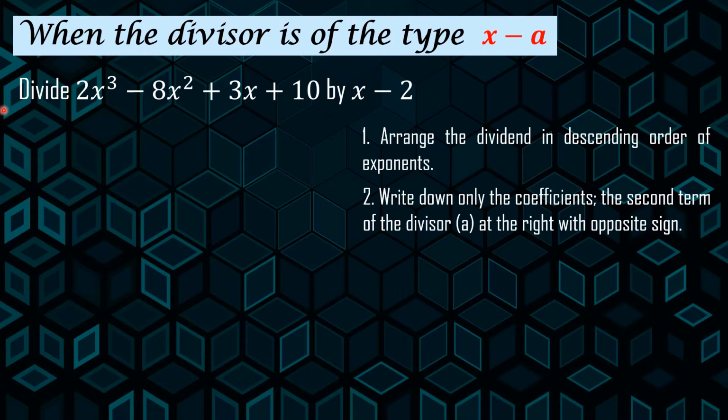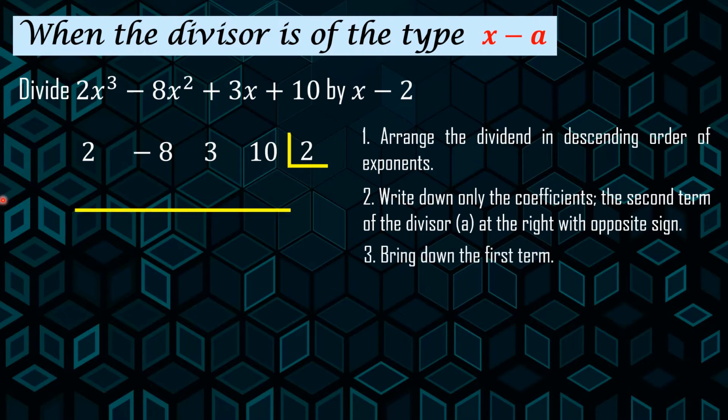Write down only the coefficients, the second term of the divisor which is yung a, at the right with opposite sign. So isusulat lamang natin ang coefficients ng bawat variables when we are using the synthetic division. So the coefficients are 2, -8, 3, and 10. And at the right is the divisor with opposite sign, 2, since the value of a here is -2 and the opposite sign of -2 is positive 2.